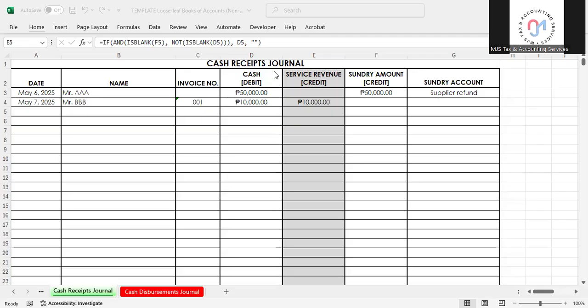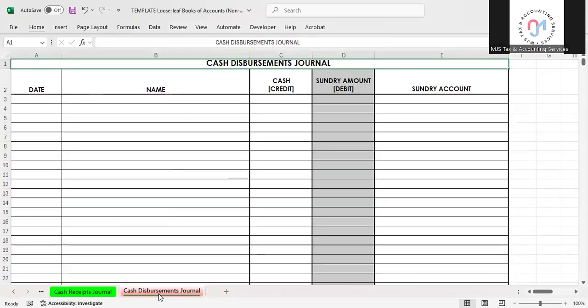Now let's move on to the cash disbursements journal. From the name itself, every time the business disburses or pays cash to someone, that should be recorded under the cash disbursements journal. Same with the cash receipts, you can see here the date column, the name column, and then cash, sundry amount, and then sundry account.